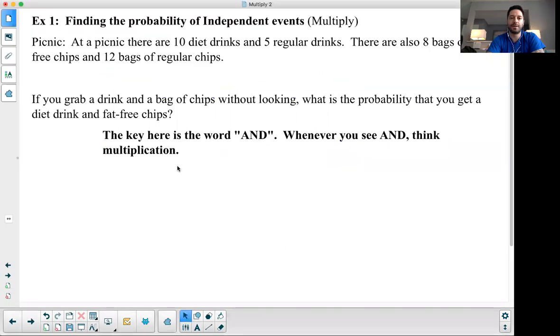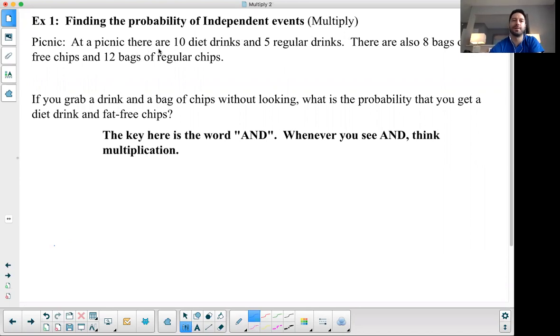So finding the probability of independent events. Most of the time we look at the probabilities of independent events, okay? So as long as the events are independent, we can multiply their probabilities. And I'll show you a formula for this, but let me just do this one example. So at a picnic, there are 10 diet drinks and 5 regular drinks. There are also 8 bags of fat-free chips and 12 bags of regular chips. If you grab a drink and a bag of chips without looking, what is the probability that you grab a diet drink and fat-free chips?